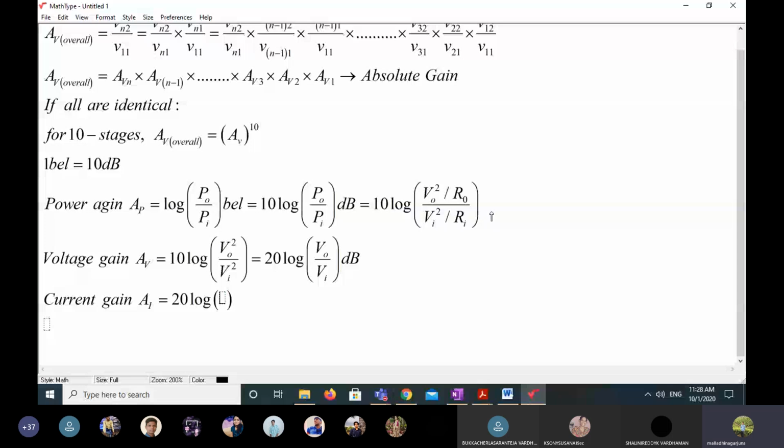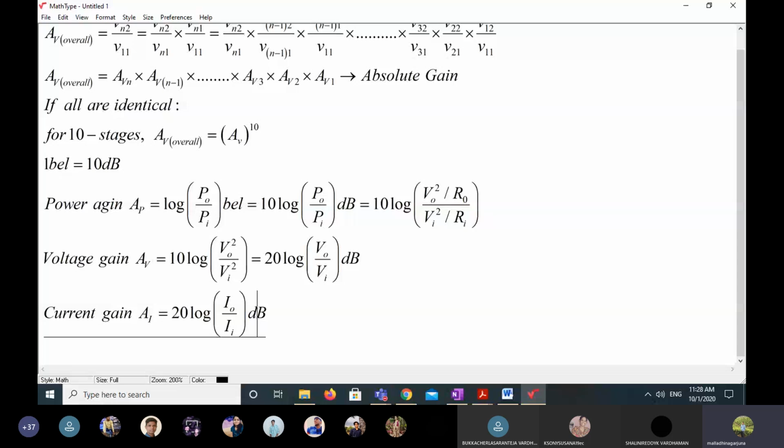Okay. Suppose in the same formula, if you write in terms of current, what is the relation between P naught and I? P is I squared into R, am I right? So P naught is equal to I naught squared into R, and Pi is equal to I1 squared into R. R gets cancelled, so (I naught by I1) whole square, and after the logarithm it again becomes 20 log I naught by I1 decibel. So the current gain and voltage gain in terms of decibels is 20 log of AV.